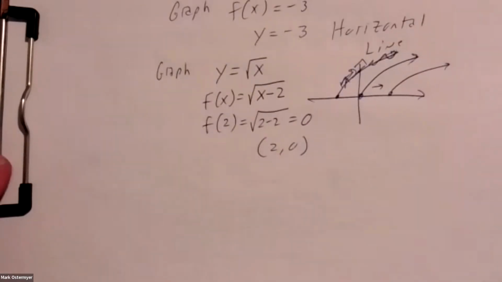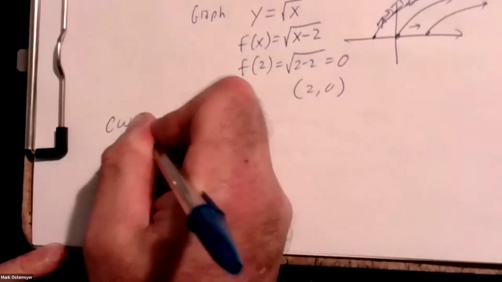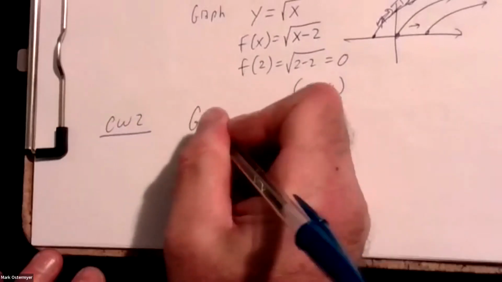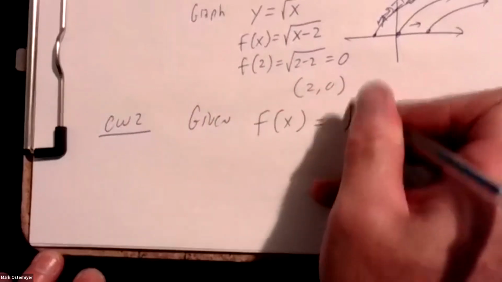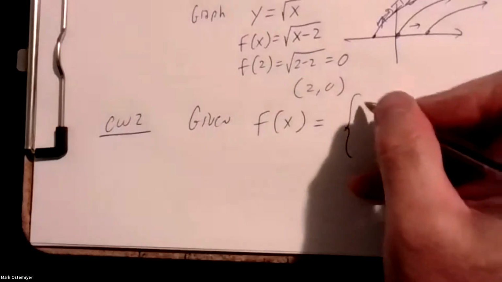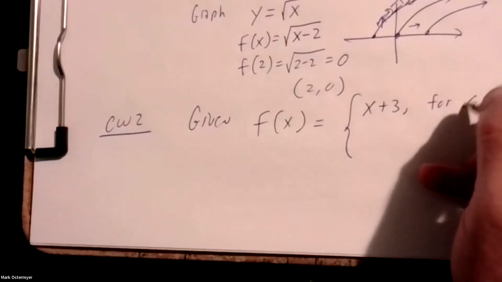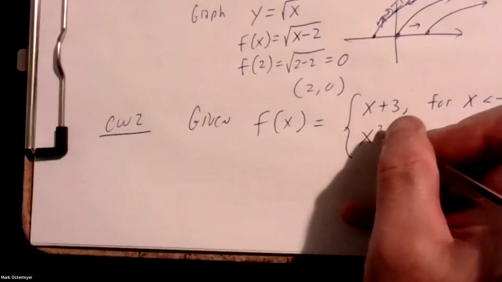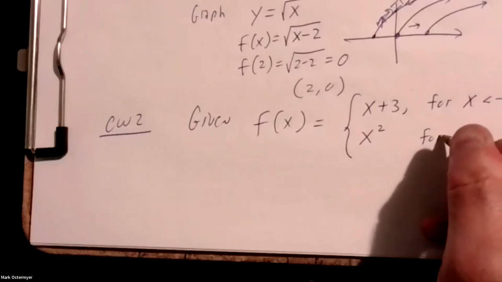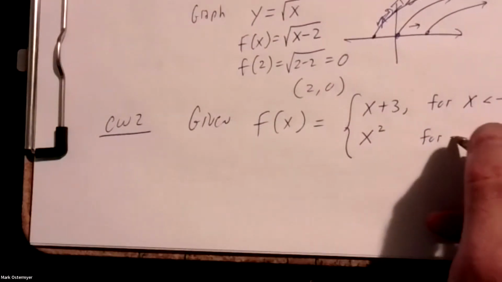All right, one last classwork, ladies and gentlemen. We'll call this classwork 2. I'm going to give you a piecewise function here. f of x is defined to be this function: x plus 3, valid for x less than -1. And it's going to be x squared for values of x that lie between -1 and 2.